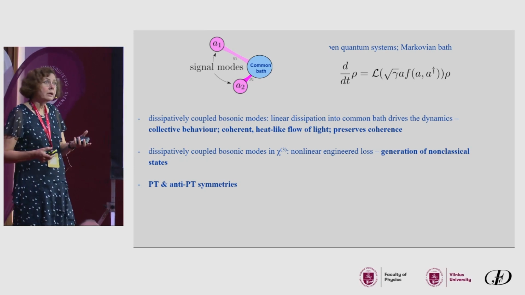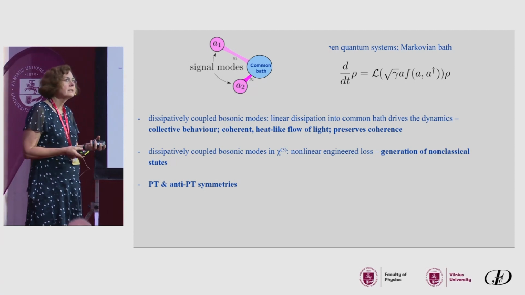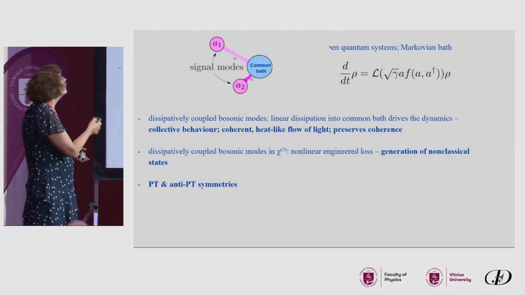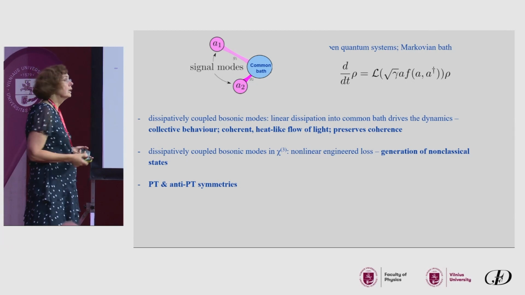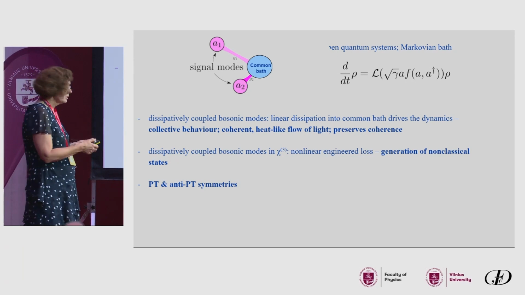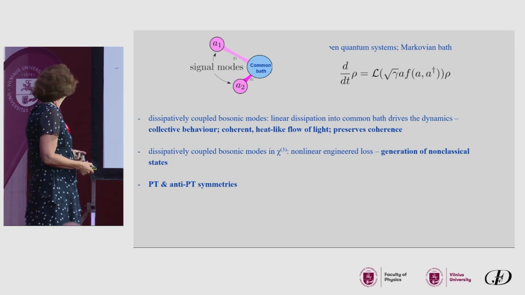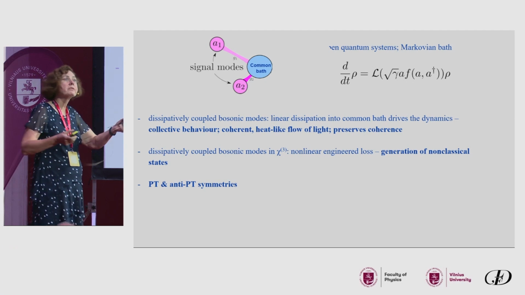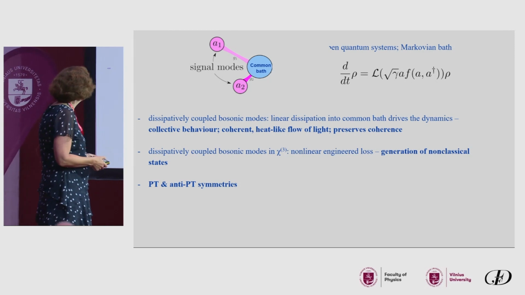And in this sense, I will start before speaking about chains. So I will speak a little bit about chains as well. But for simplicity, I will show some effects looking at just an elementary cell of such a chain, where you have two bosonic modes coupled through a common bus. And we will look at the collective behavior which emerges in this case, heat-like flow of light and preserving coherence. And if we add nonlinearity, if these bosonic modes are, for example, nonlinear waveguides, then we can generate interesting non-classical states.